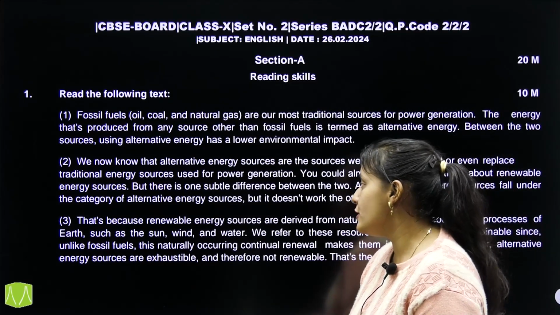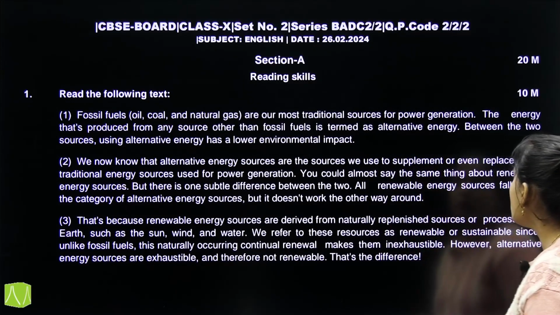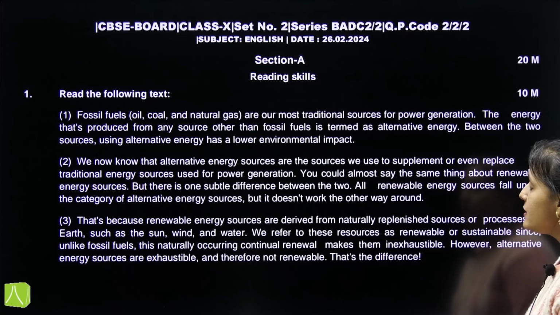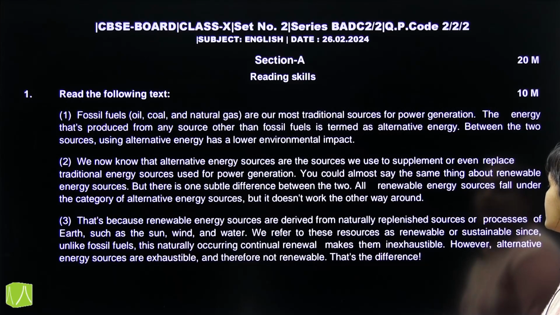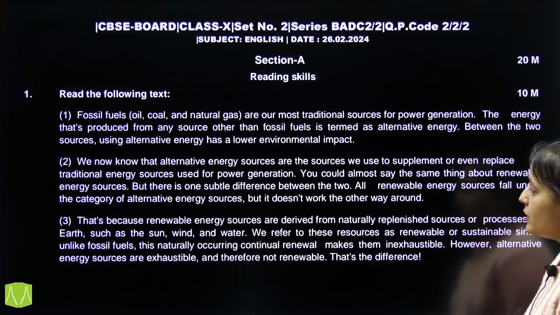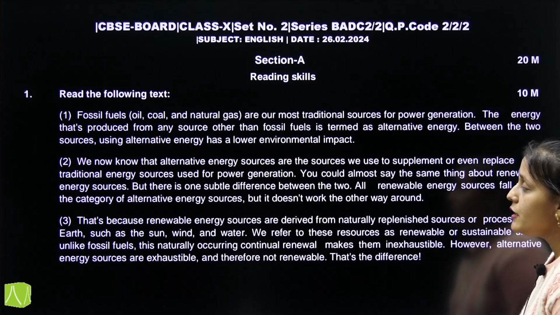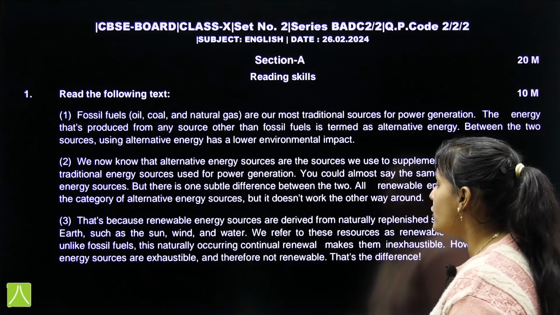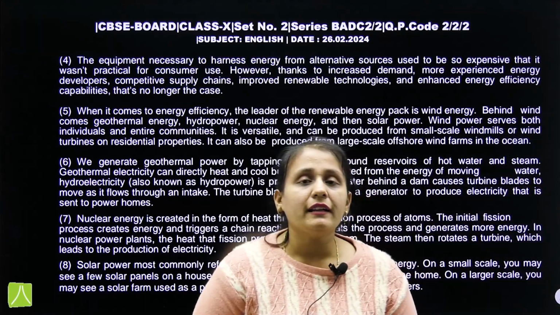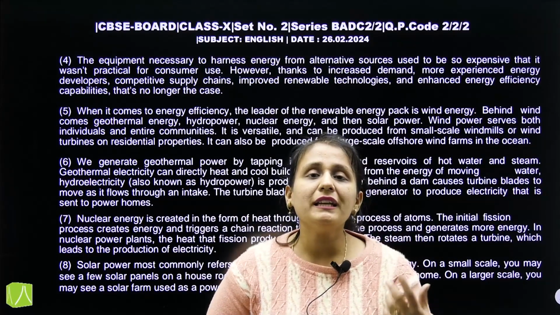That's because renewable energy sources are derived from naturally replenished sources or processes of earth such as the sun, wind and water. We refer to these resources as renewable or sustainable since, unlike fossil fuels, this naturally occurring continual renewal makes them inexhaustible. However, alternative energy sources are exhaustible and therefore not renewable. That's the difference. So, as per the first 3 paragraphs we just read, we are talking about different types of energies and how they are being reused.